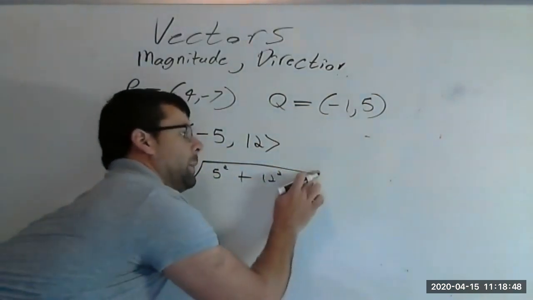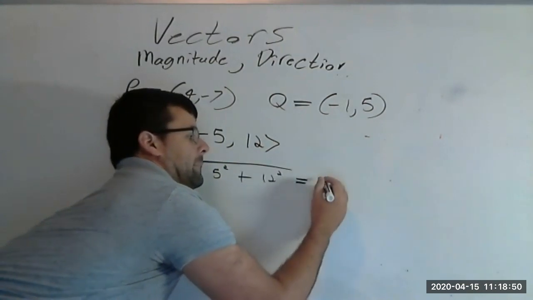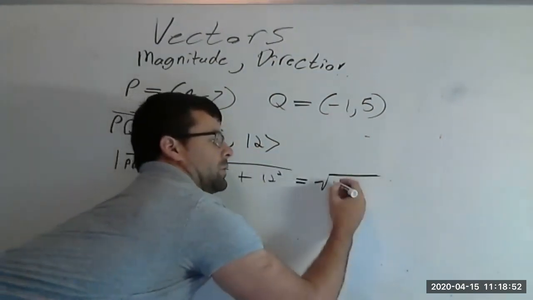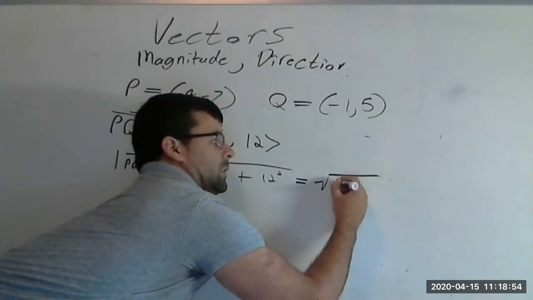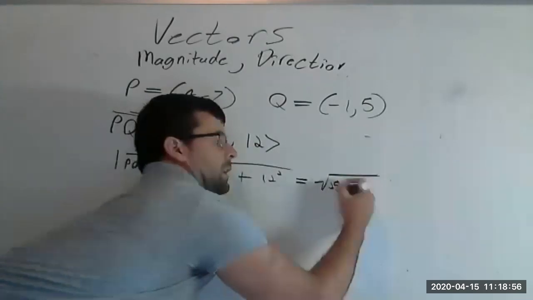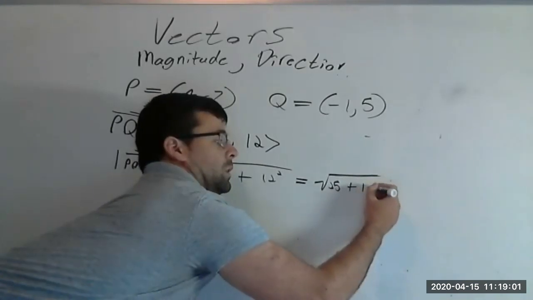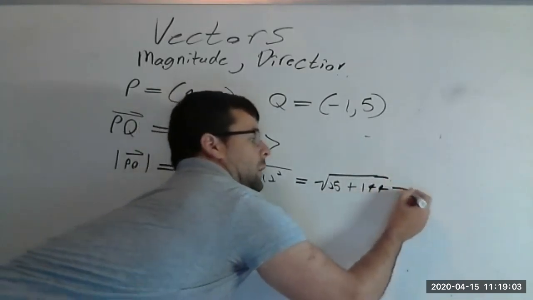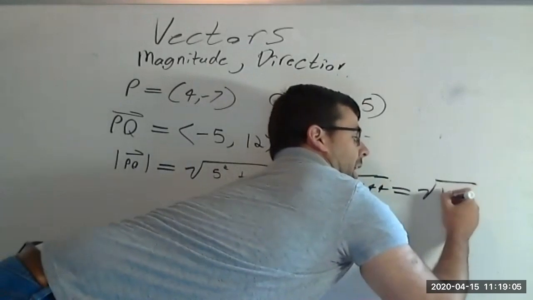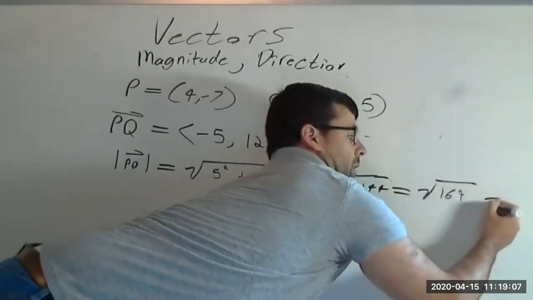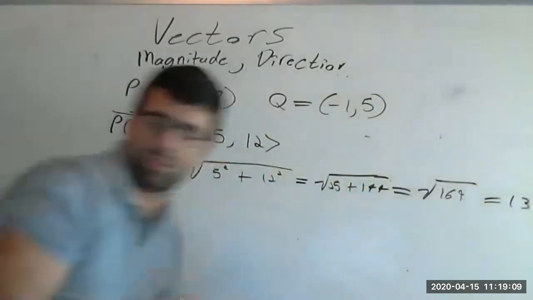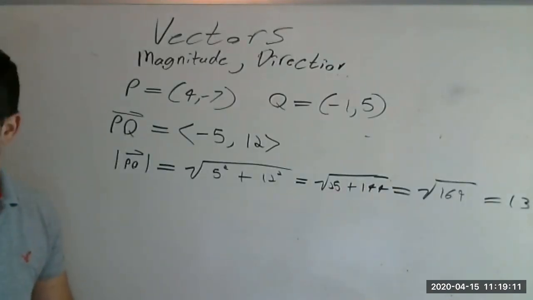5 squared is what? 25. And 12 squared is 144. And what's 25 plus 144? 169. And I agree. That is 13. Very good. All right, now we're moving.